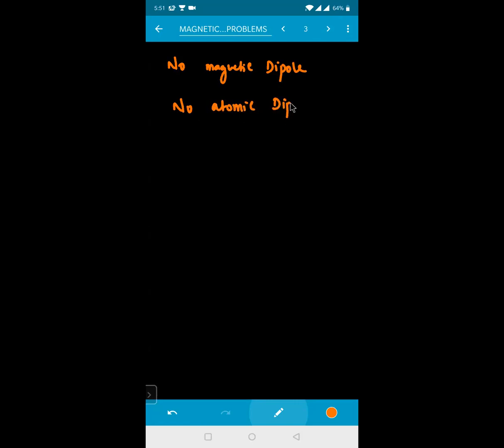Dipole means what? Both a north pole and a south pole, two poles. So that is the reason whenever we take a diamagnetic material, this will be the shape.